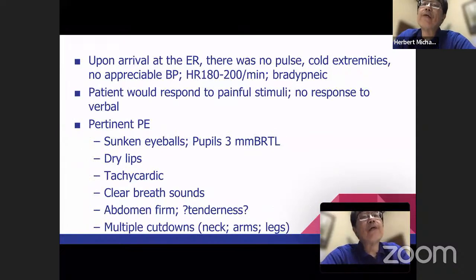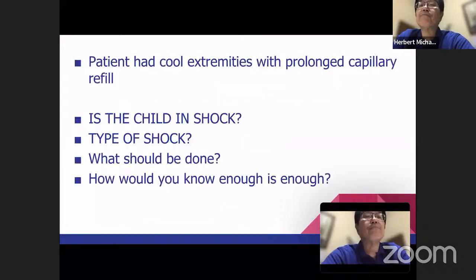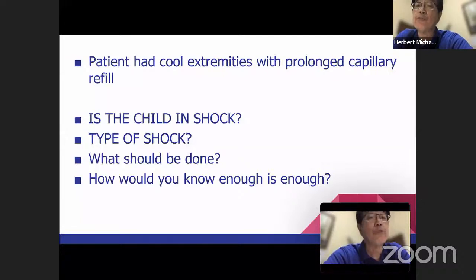And the patient has no blood pressure, the patient is tachycardic, bradypneic, definitely this kid needs to be taken care of quick, and multiple cut downs. What should be done? We should definitely resuscitate, check the airway, the breathing. The breathing is bradypneic, so we should assist the breathing already. And we need to get an access. So the harder question is, how would you know enough is enough? Okay? First thing first, don't worry about the enough is enough. Get the patient out of shock first. That is, you have to prioritize the problems of this patient and not be overwhelmed with so many problems.